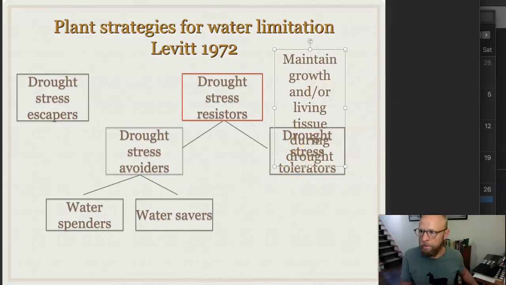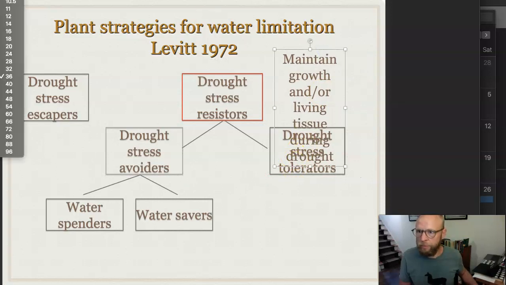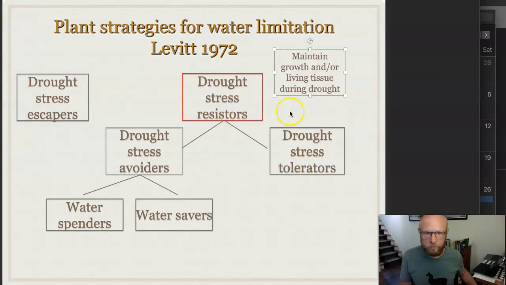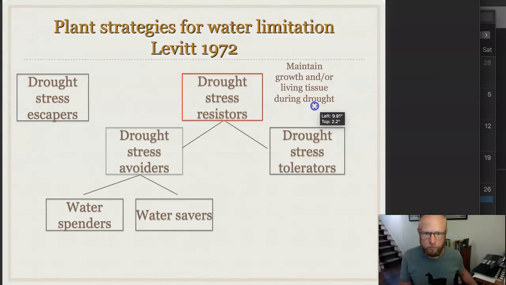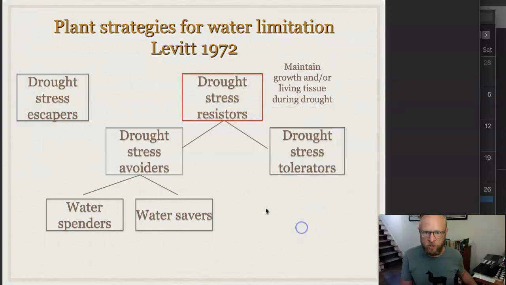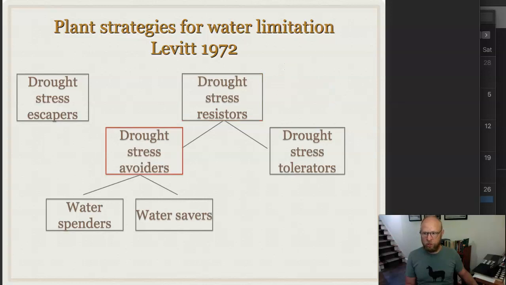All right, that is our drought stress resistors. And there's two ways that we can generally categorize plants as resisting drought. Again, that means growing or maintaining living tissue during a drought environment. And the first one we're going to talk about is the drought stress avoiders.